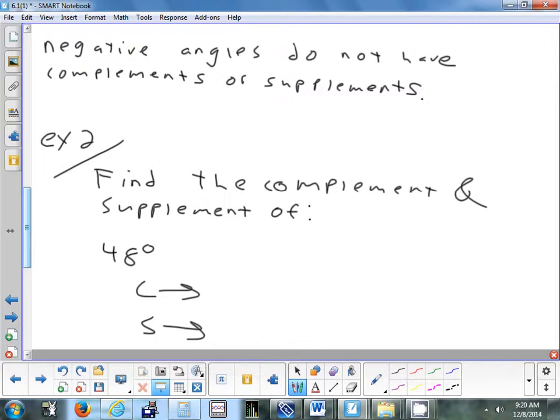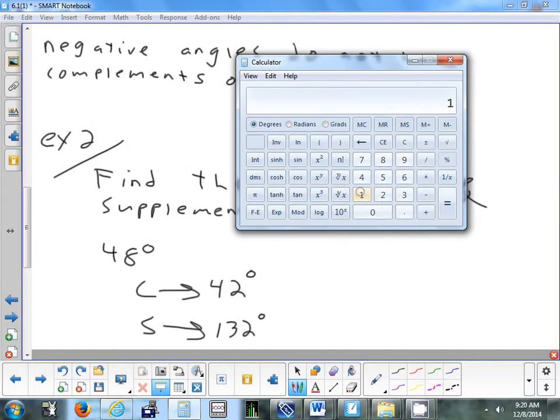Nick? 42 degrees. Good. So basically, if you just find out 48 plus what number would give you 90. Okay. And how about the supplement? 132. 132? Okay, we can always check our answer just by 132 plus 48 adds up to 180.